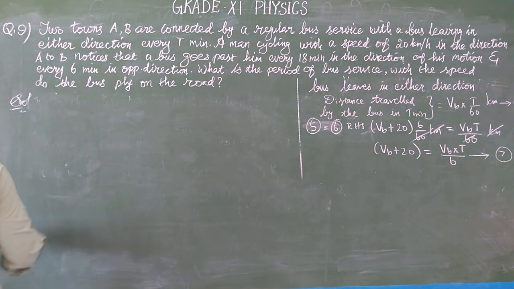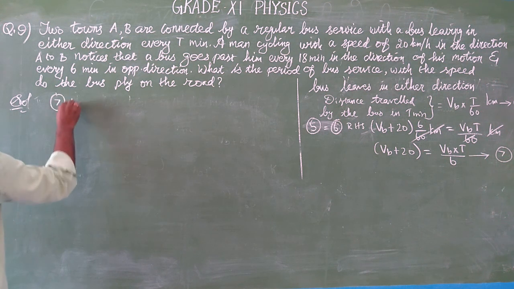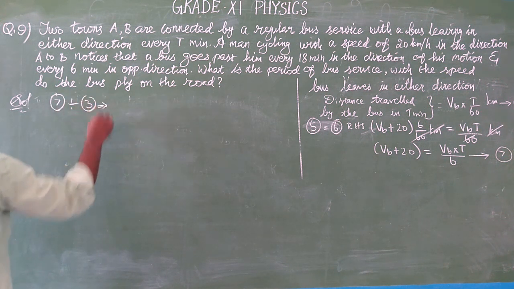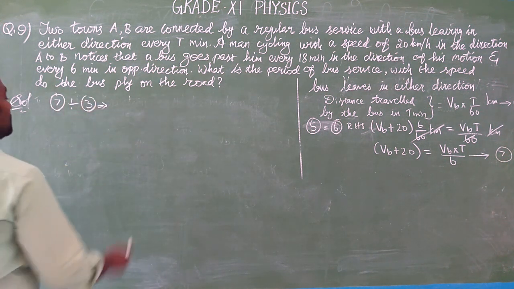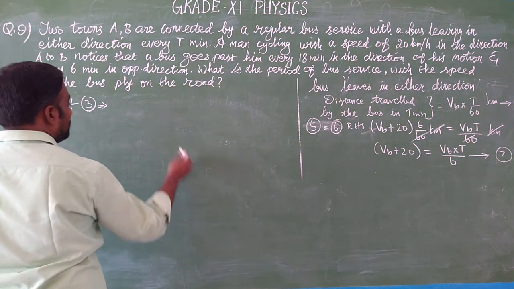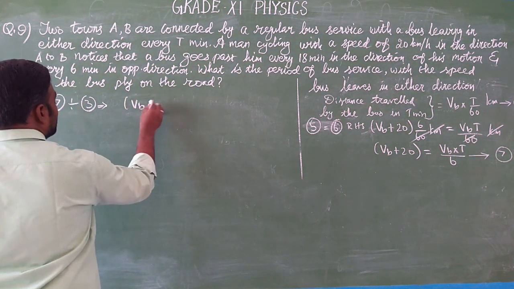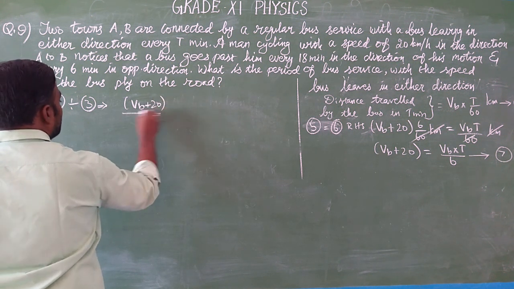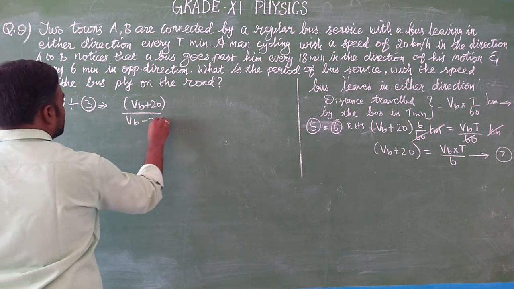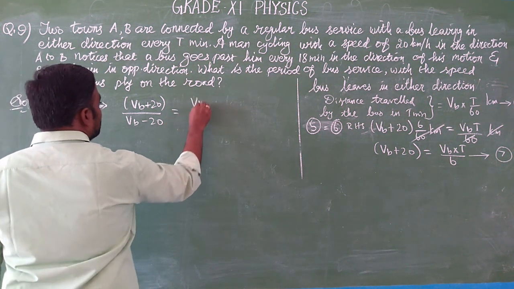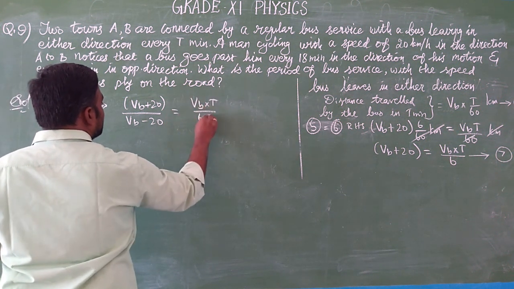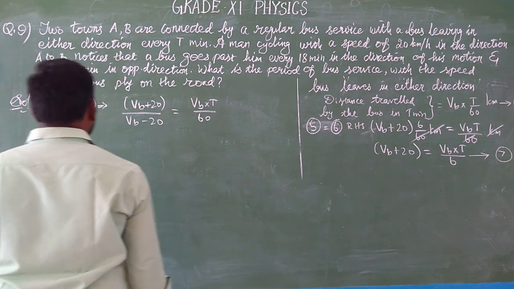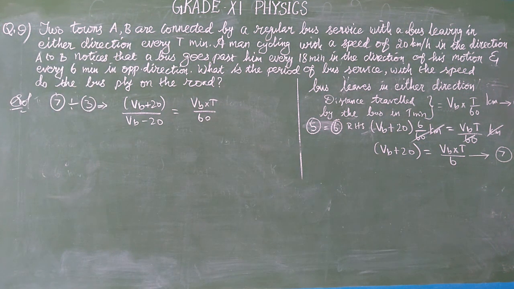So you're going to divide equation 7 by the third equation. So what will you get? What is the seventh equation? On both sides we have to divide, no? So (velocity of bus B plus 20) divided by (velocity of bus B minus 20) is equal to VB into T by 6, and the denominator and numerator change. So what is that equation?